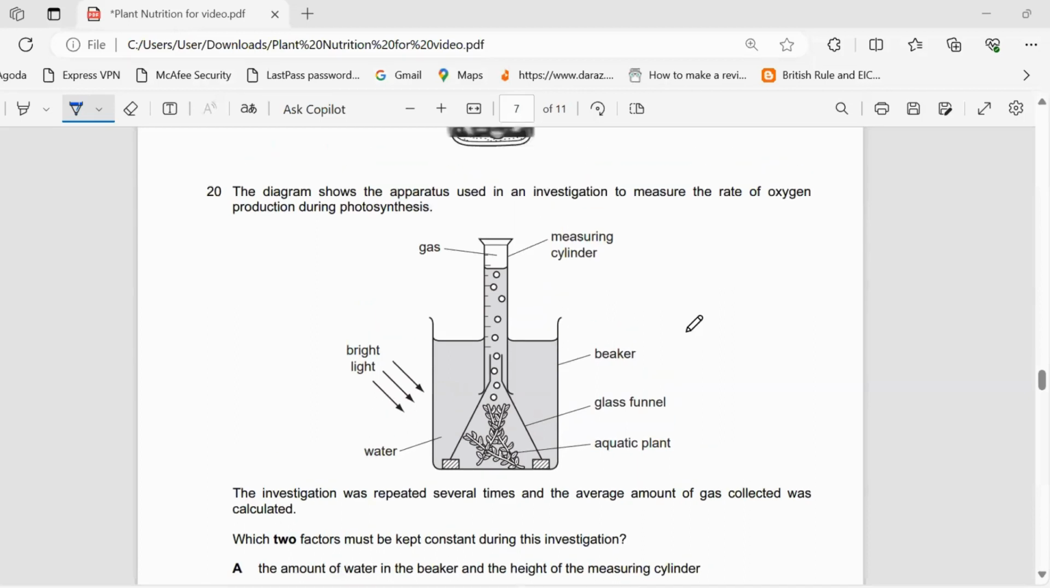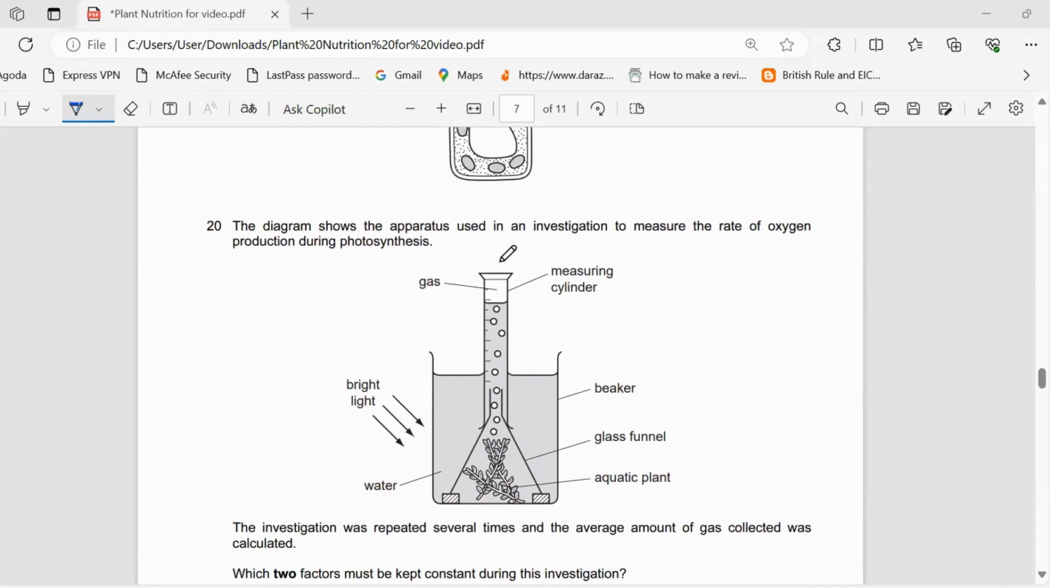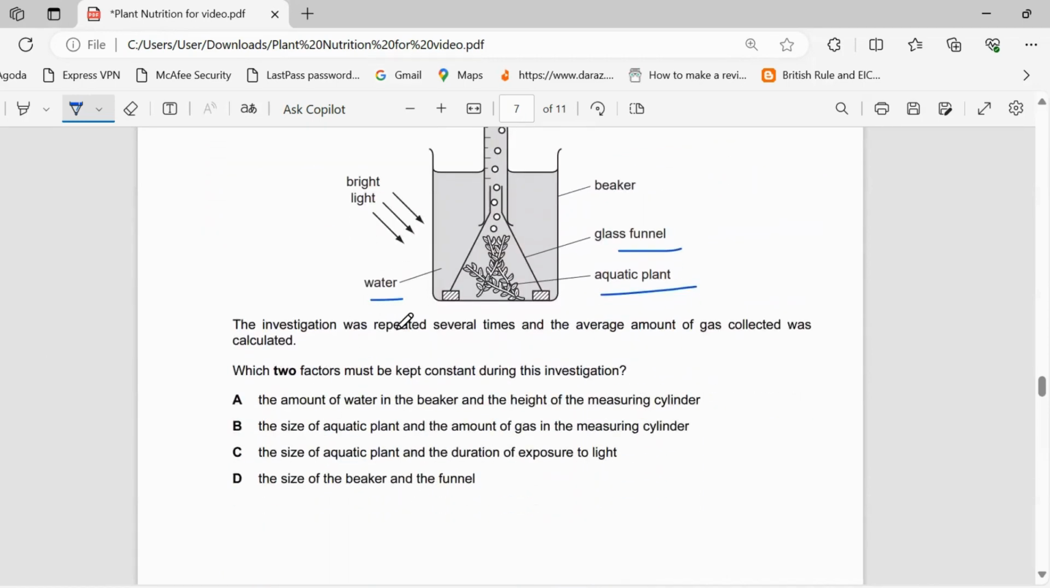In this question, the diagram shows the apparatus used in an investigation to measure the rate of oxygen production during photosynthesis. So gas is produced, a measuring cylinder is used, bright light is given here, and this beaker is used, and a glass funnel is inverted. Okay, an aquatic plant is there, and water. The investigation was repeated several times, and the average amount of gas collected was calculated. Which two factors must be kept constant during this investigation?